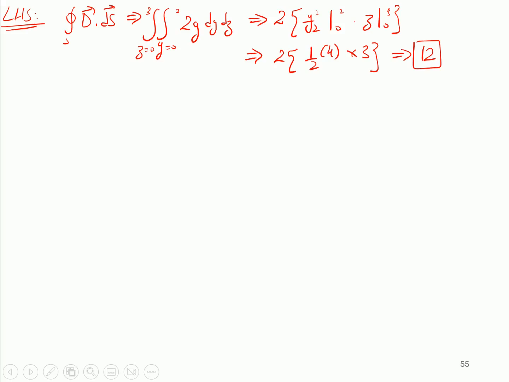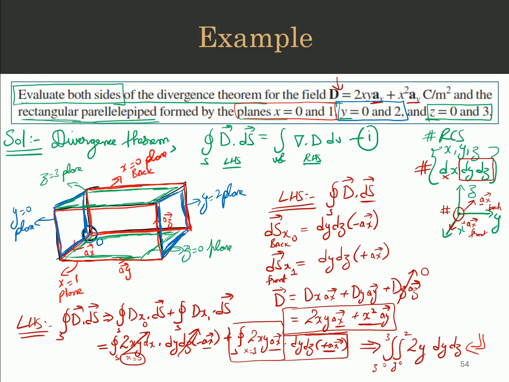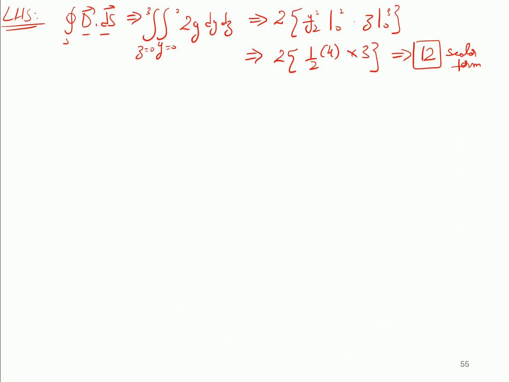Again, you can see that both the elements were vector quantities, but the output is a scalar term. So this is the answer to the left hand side of the equation. Now let's go to the right hand side of the equation, and we should get the same answer. For the right hand side, we want to find the volume integral of the divergence of D, dv.